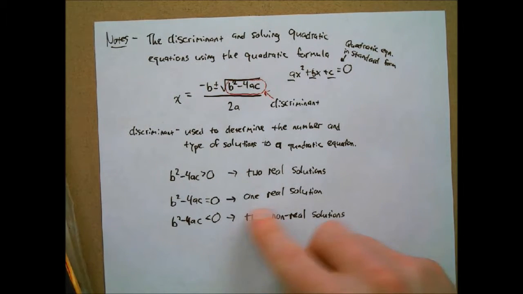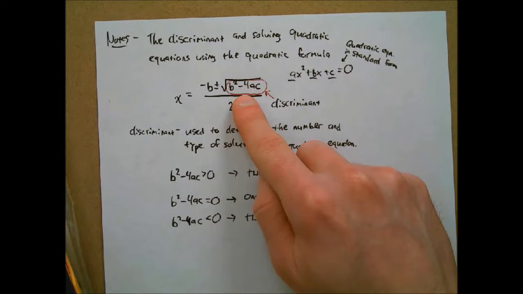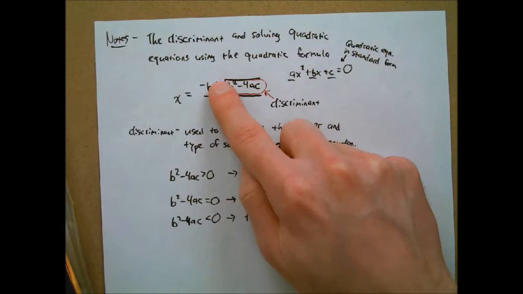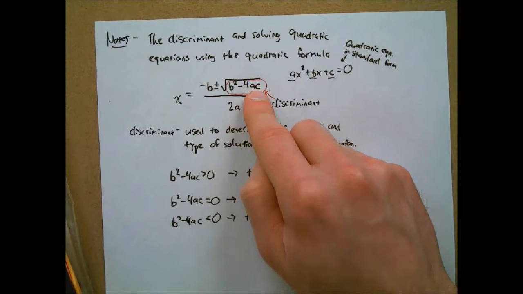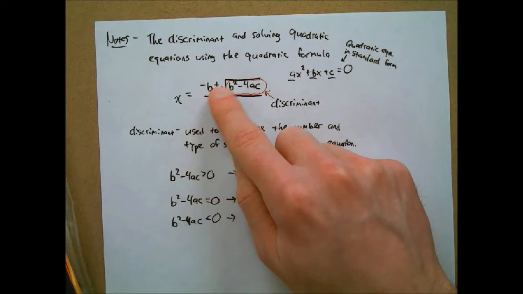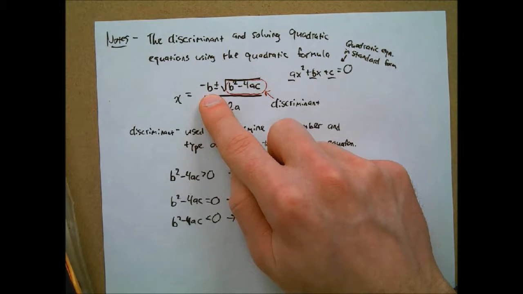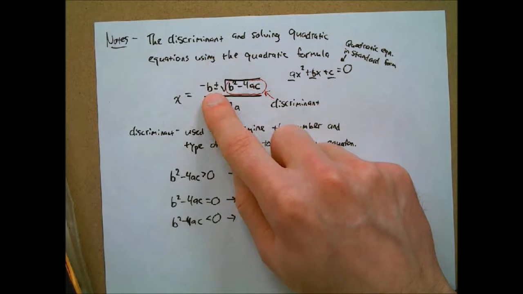And then one solution, if this is equal to 0, because what is the square root of 0? If b squared minus 4ac is 0, and I take the square root of it, what is the square root of 0? 0, right? And if you add 0 or subtract 0, does that change this value here at all? If I add 0 to negative b, or if I subtract 0 from negative b, does it change negative b's value?